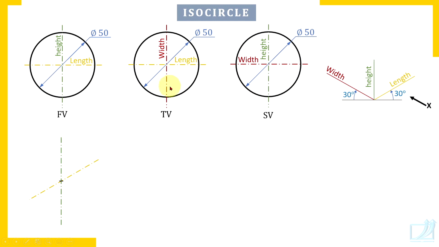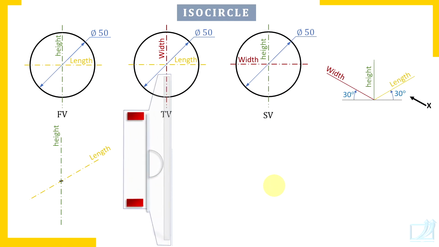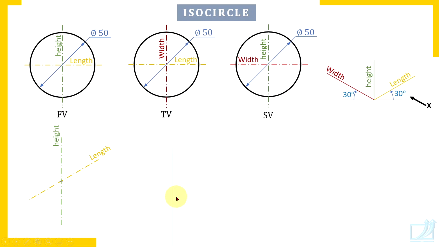Now if the circle is in top view, you will have to select reference lines parallel to length and parallel to width. So check here. Draw first of all a faint vertical line. We don't need the height axis here to draw the circle in the top view, but still draw a faint vertical line. Let's assume that here is the center of this circle in isometric view. Now through this point there must be a length axis and a width axis.